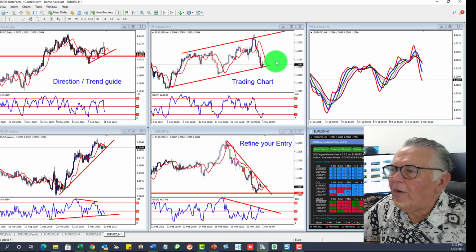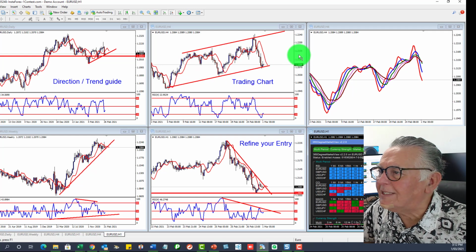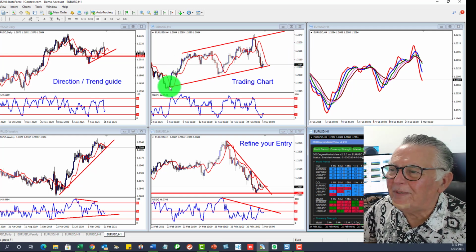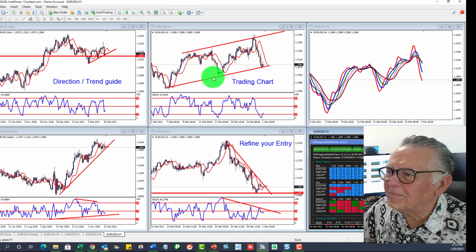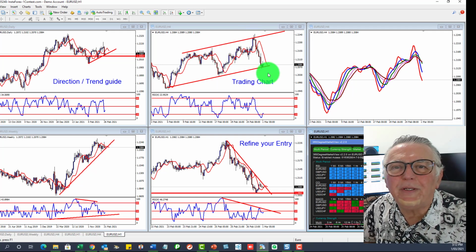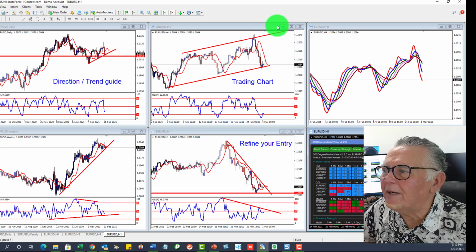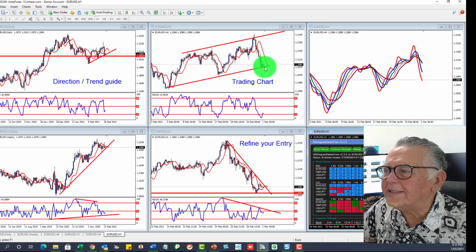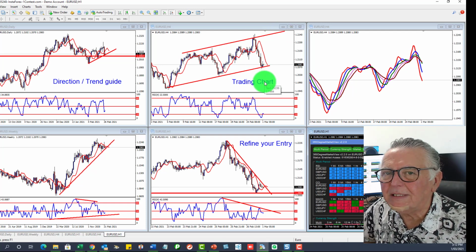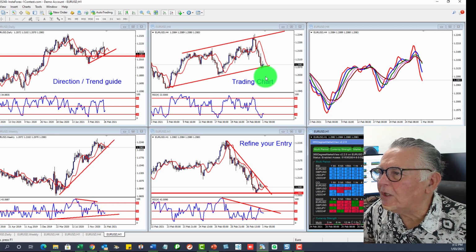Now on our trading chart, for instance, you can see there's a perfect channel trade happening here. Bounce, bounce, bounce, bounce, bounce, perfect channel. And the question now is, is it going to bounce to the top again, or is it going to break through? That's the big question that's being asked at the moment.